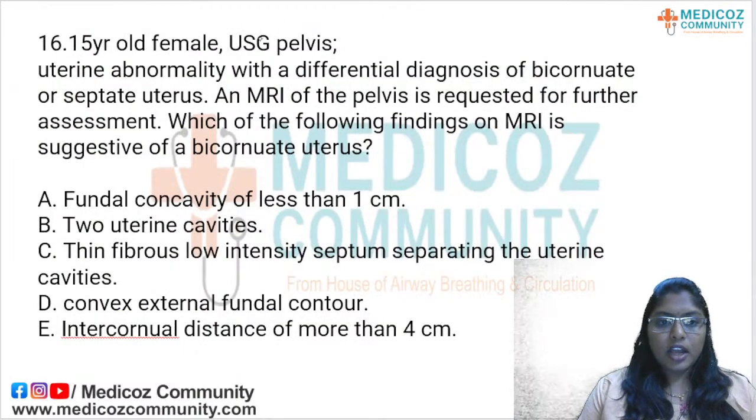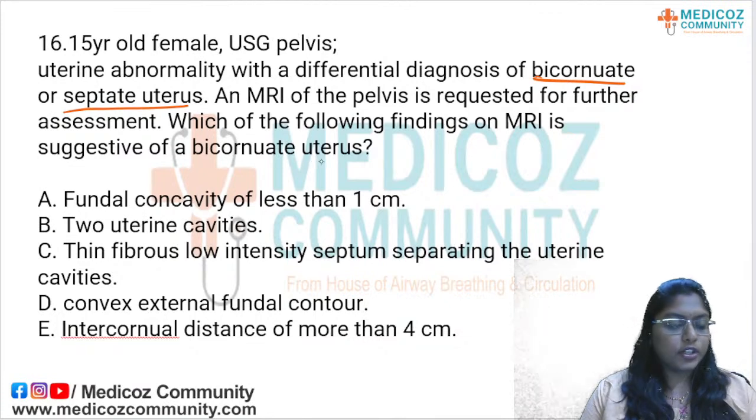A 15-year-old female had an ultrasound pelvis done, and a uterine abnormality with a differential diagnosis of bicornuate uterus or septate uterus was given. An MRI of the pelvis is requested for further assessment. Which of the following findings on MRI is suggestive of a bicornuate uterus?